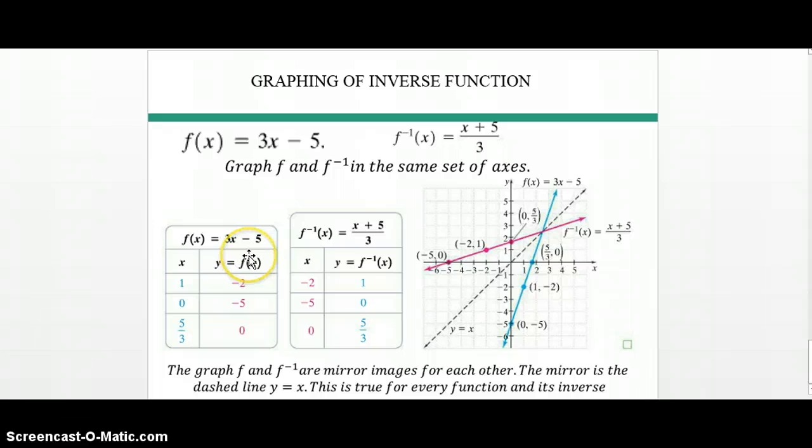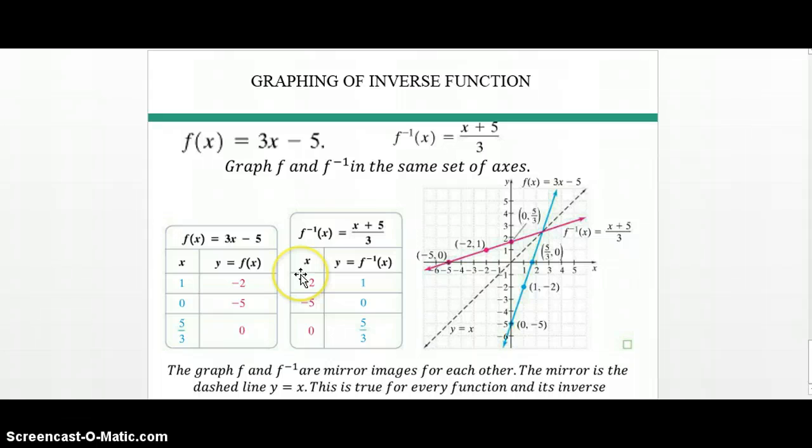To draw the graph, let us find the ordered pairs for f inverse of x. Plug in negative 2 here, we get 1. Substitute negative 5 here, we get 0. Substitute 0 in place of x, we get 5 over 3. Now we get some ordered pairs. Look at the x coordinate of f is the y coordinate for f inverse. Here the y coordinate for f of x is the x coordinate for f inverse of x.